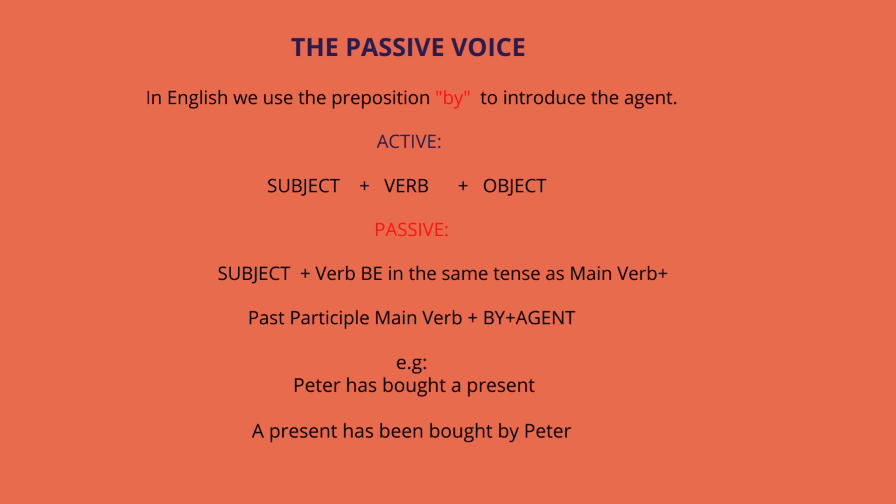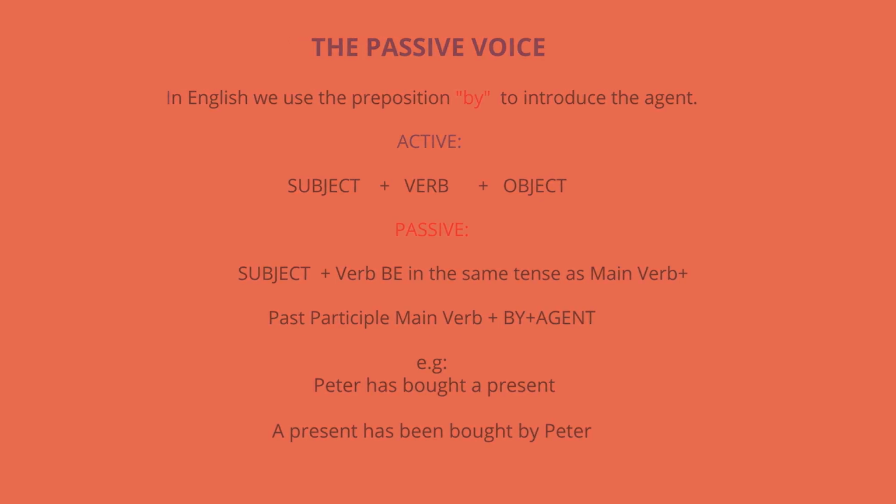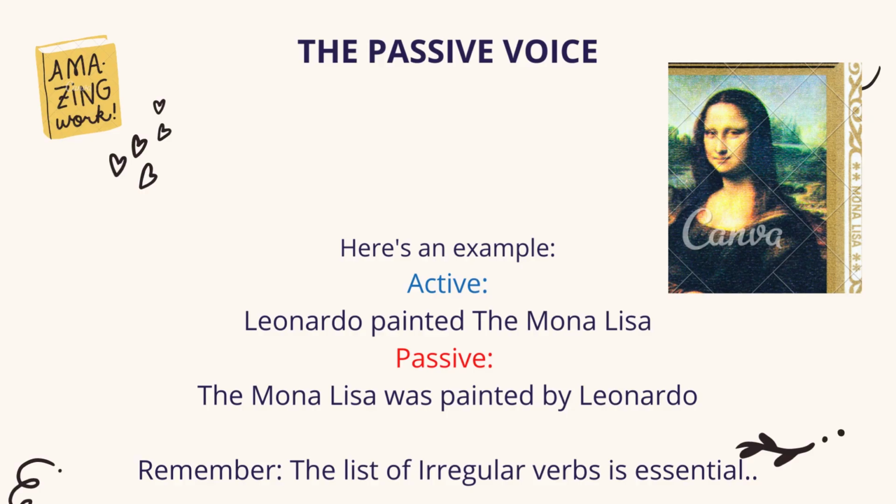For example, Peter has bought a present. A present has been bought by Peter. So here you can see the example. So let's move on to the next. Here we've got some examples as well. In the active voice, Leonardo painted the Mona Lisa. In the passive voice, the Mona Lisa was painted by Leonardo.